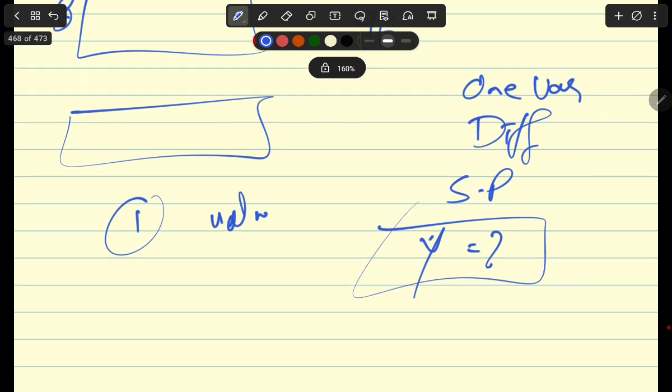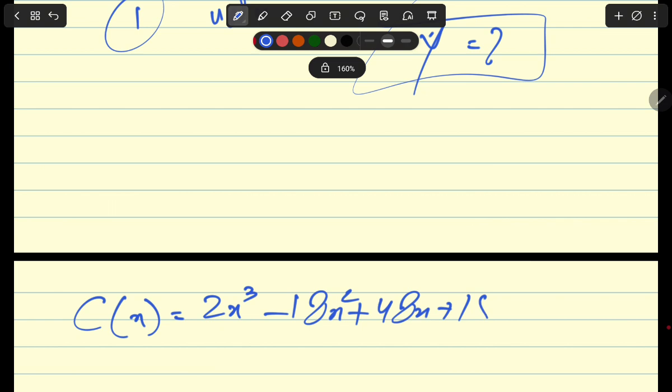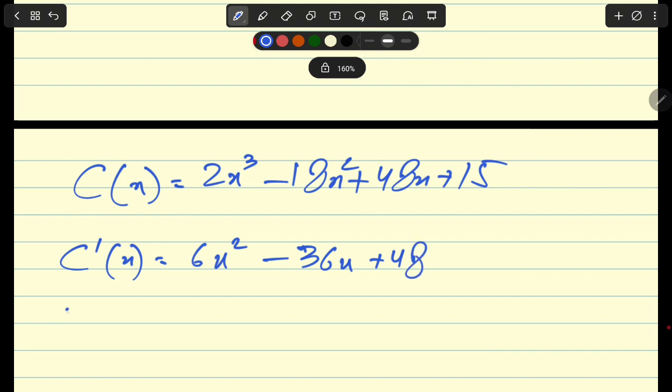Now, let's do another optimization problem. Suppose the cost function is a function of quantity, which is denoted by x, is minus 18x squared plus 48x plus 15. Now, if you have to find the minimum cost, you have to find the minimum point where the double derivative has to be greater than 0, right? So let's find the first derivative. So that is 6x squared minus 36x plus 48.